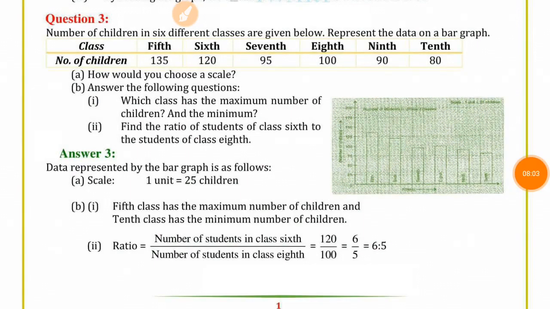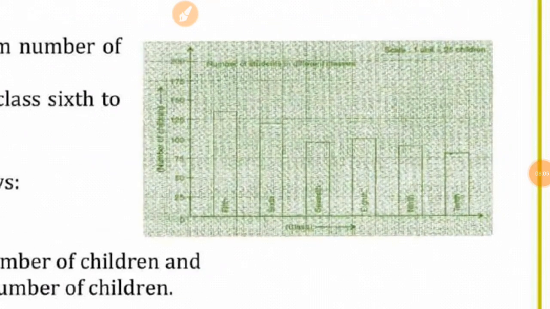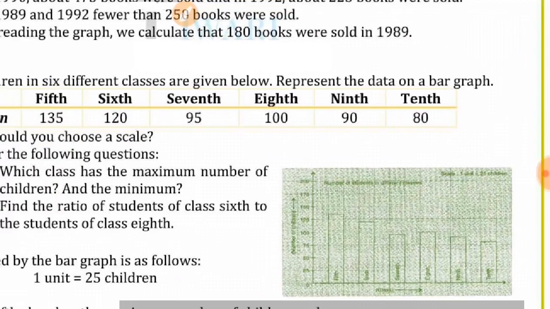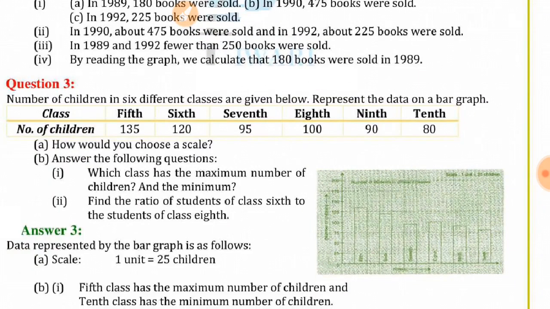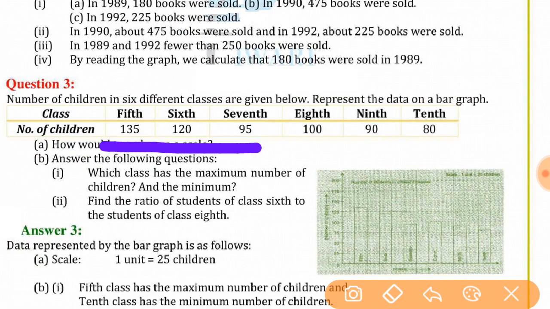See, we have to observe the graph. It is not clear. Better you can see the textbook here. The diagram is not given. Actually we have to draw the graph here. 135, 120, 95, 100, 90, 80 are there.